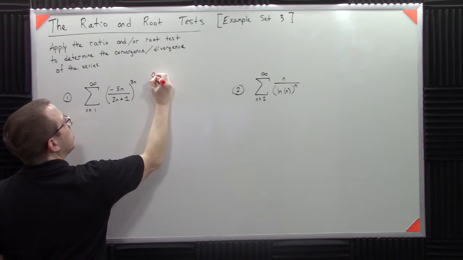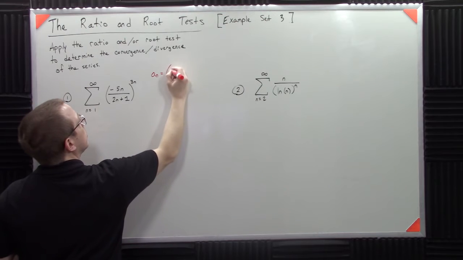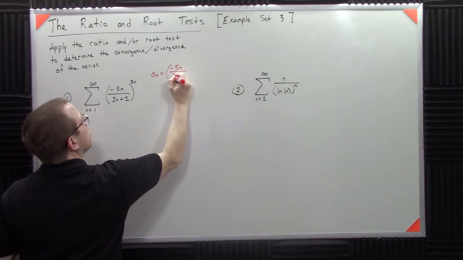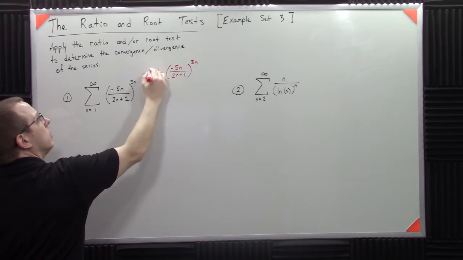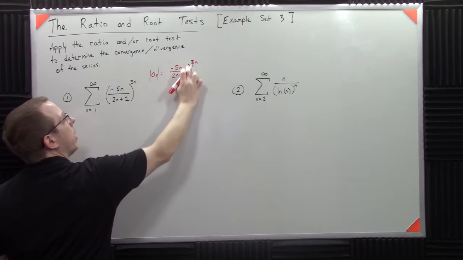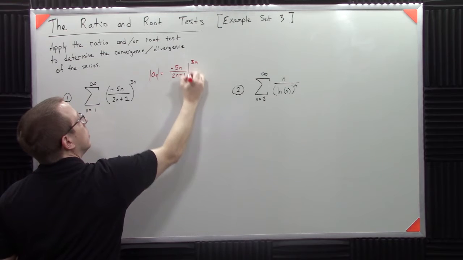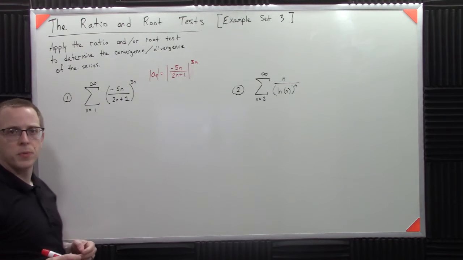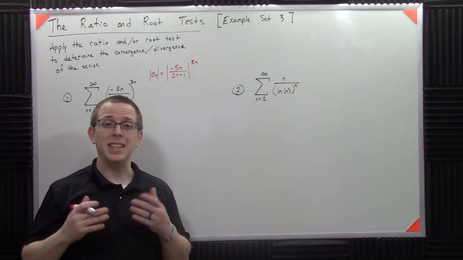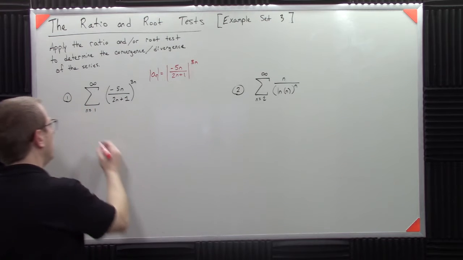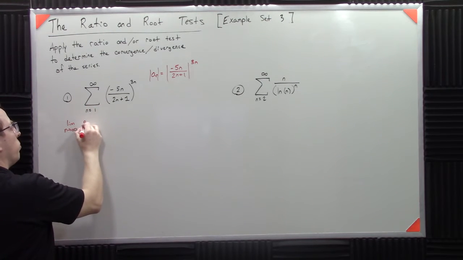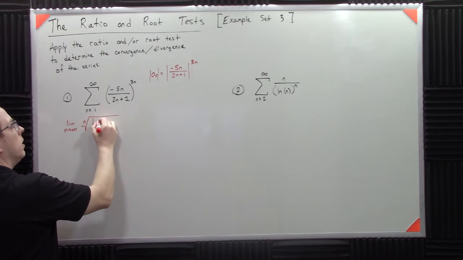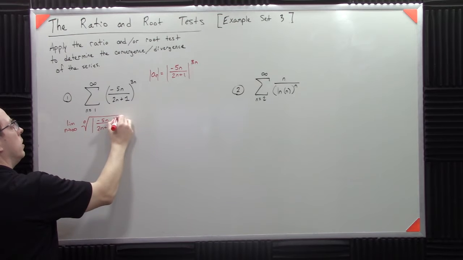So I have a sub n, negative 5n over 2n plus 1 to the 3n. So the absolute value of that is actually this. Then what we're trying to do is take the nth root. So I need the limit as n goes to infinity of the nth root of this thing, negative 5n over 2n plus 1 to the 3n.